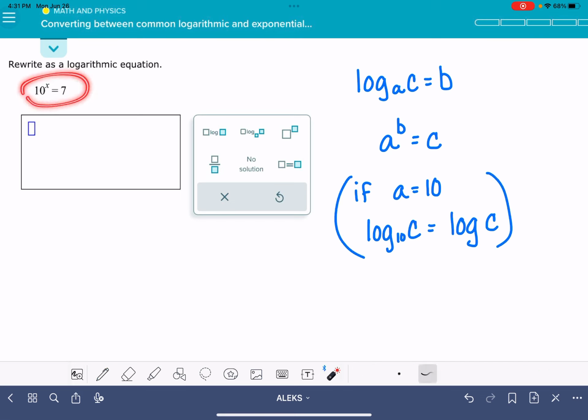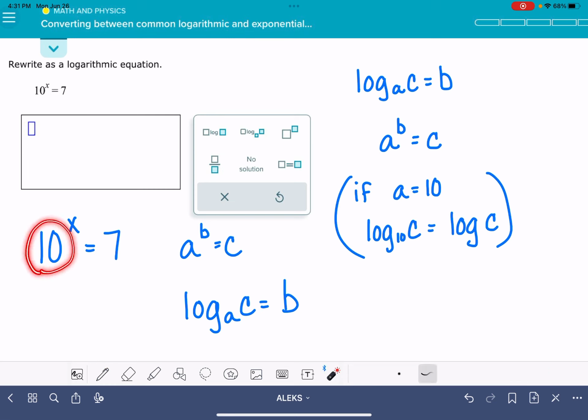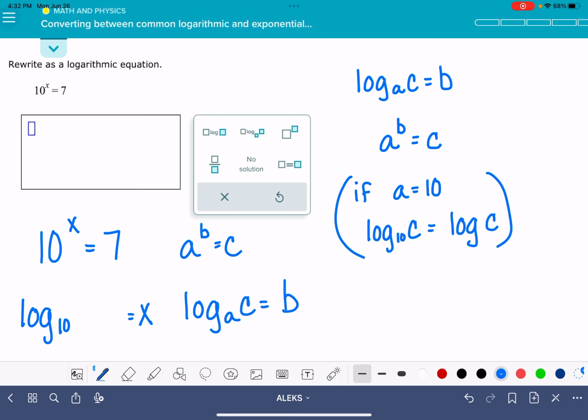So I have been given this number in exponential notation, 10 to the x equals 7, and that corresponds to the a to the b equals c notation, and I'm being asked to convert it into this notation, log base a of c equals b. So in my situation, the value of a is 10. I'm going to fill that in, log base 10. The value x is in place of b, so we'll put that over here. That equals x. And 7 is my c, which goes in this spot right here.